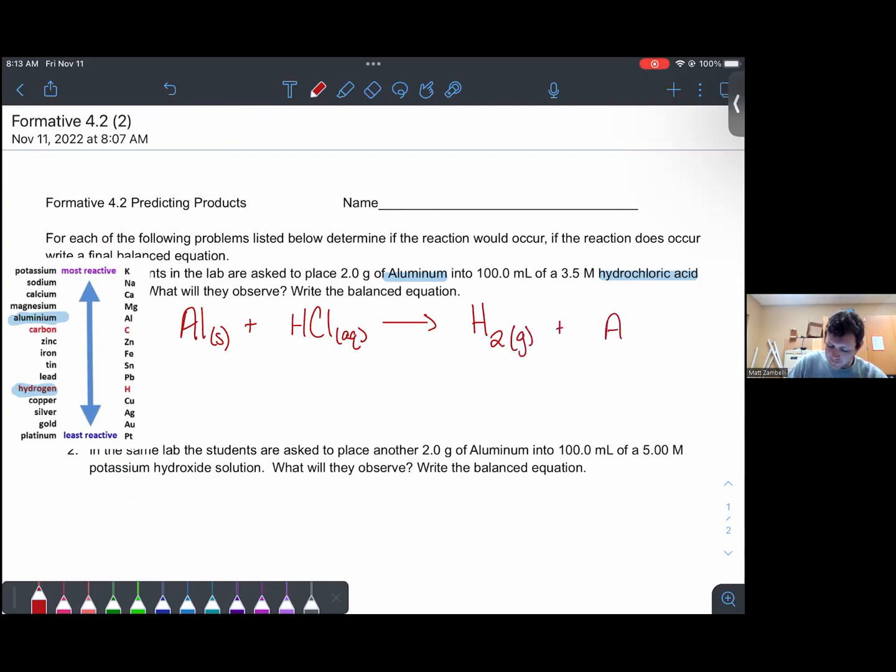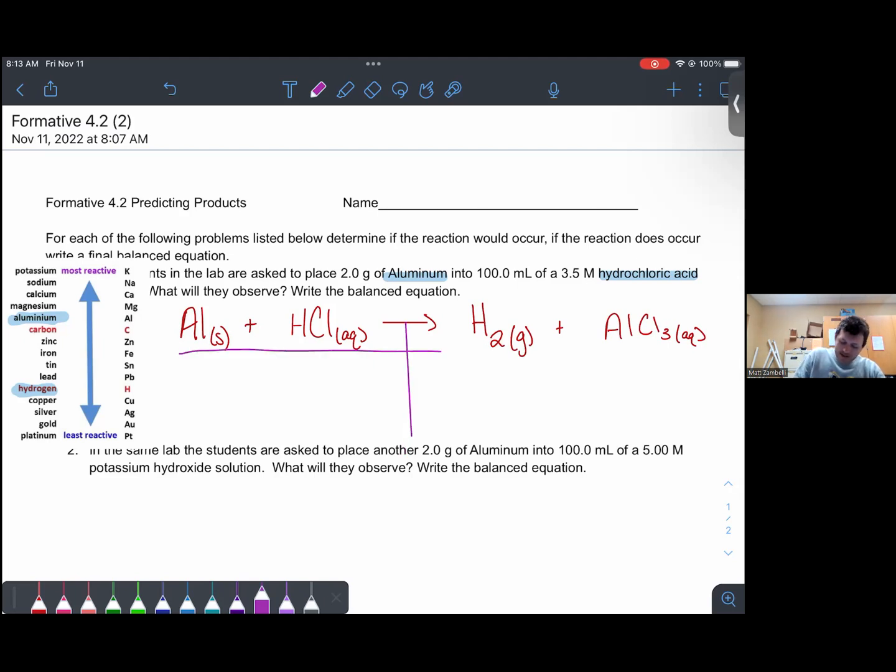Plus aluminum with chlorine. And remember, aluminum has a +3 charge and chlorine has a -1 charge, so we have to balance those charges. So it's AlCl3. And this is going to be an aqueous solution as well because it's still in a liquid. Now the last thing we need to do is balance our equation.